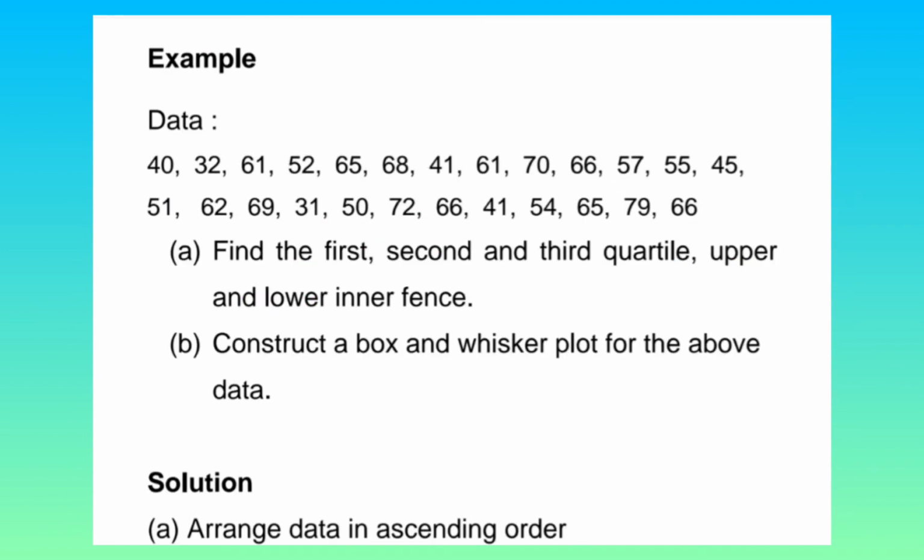Let's see the example. Given a series of data: A, find the first, second, and third quartile, and the upper and lower inner fence. B, construct a box and whiskers plot for the above data. Let's do it.